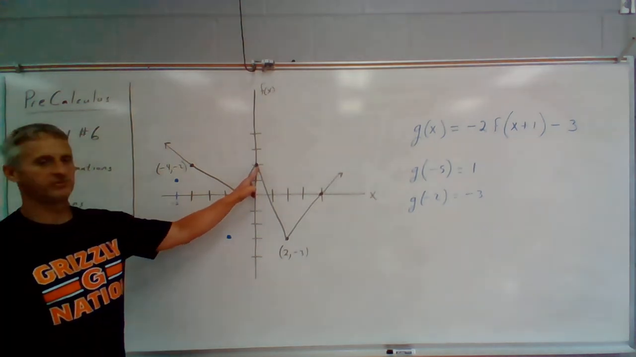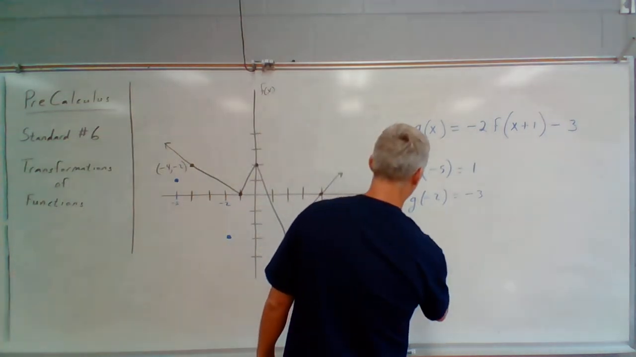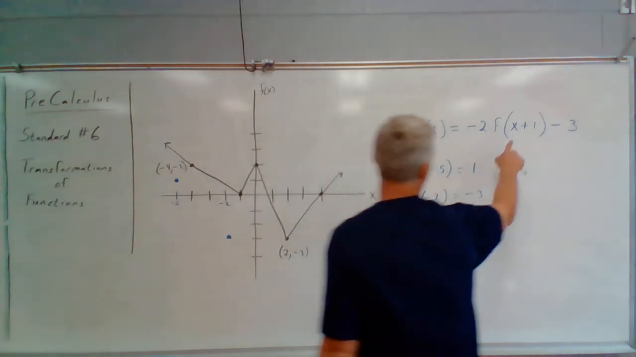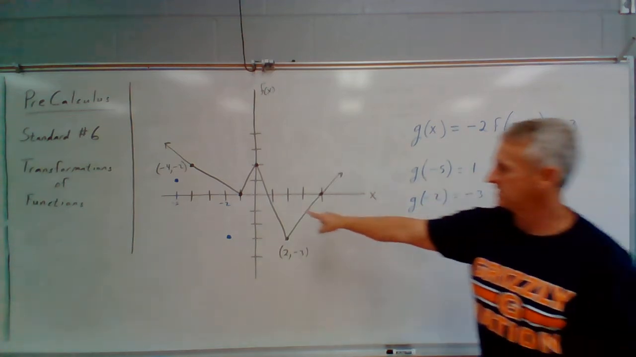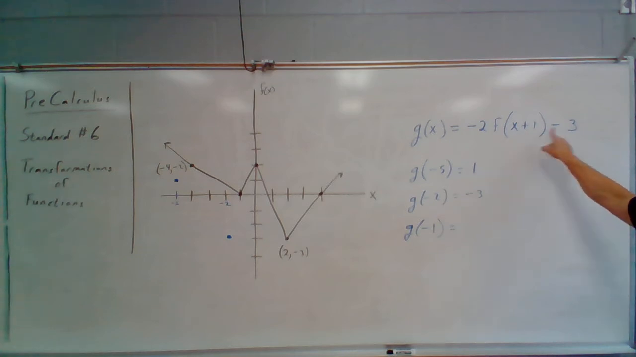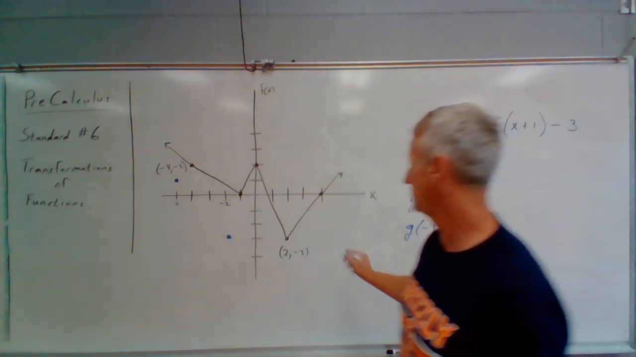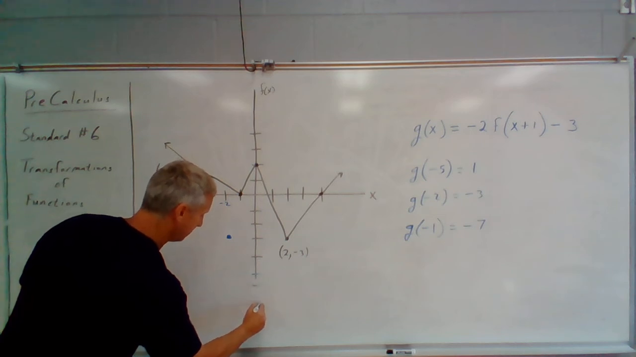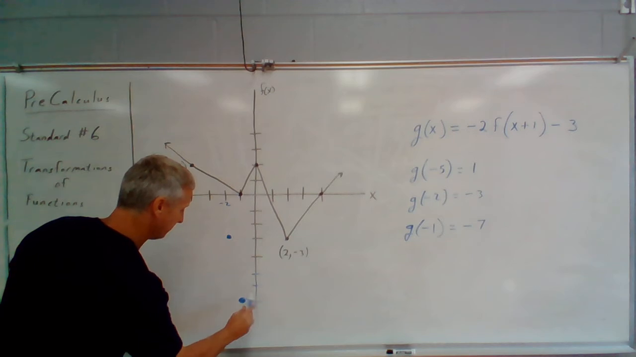All right, let's take this point. This point's going to get shifted left 1. So I know that I can find g of -1. Okay, so plug -1 in for x. -1 plus 1 is 0. F of 0 is 2. -2 times 2 is -4. -4 minus 3 is -7. G of -1 is -7. And -1, and I got a -7.